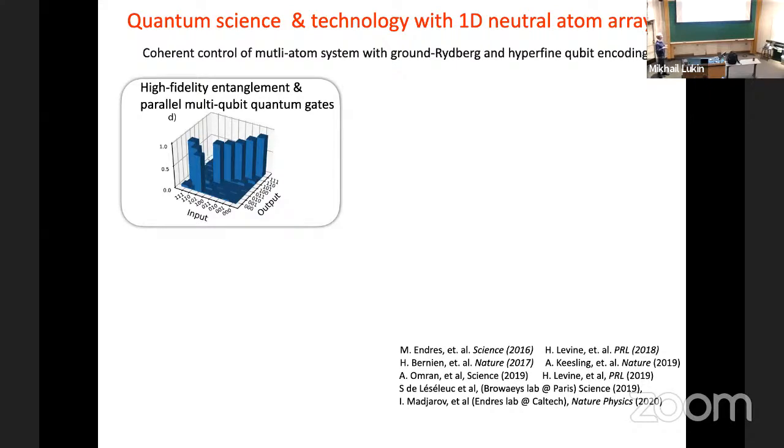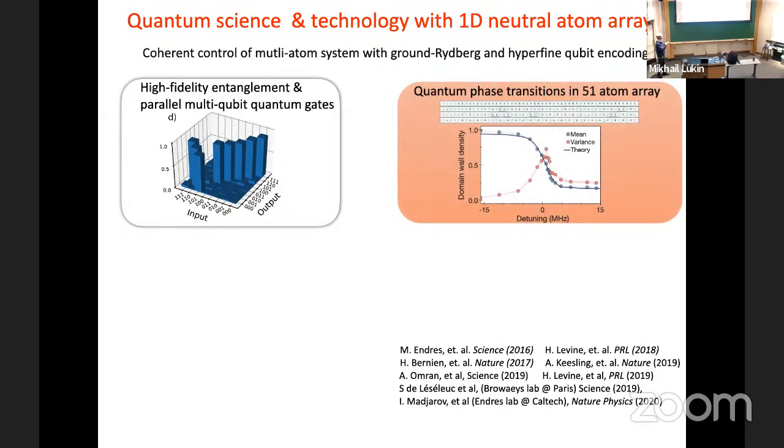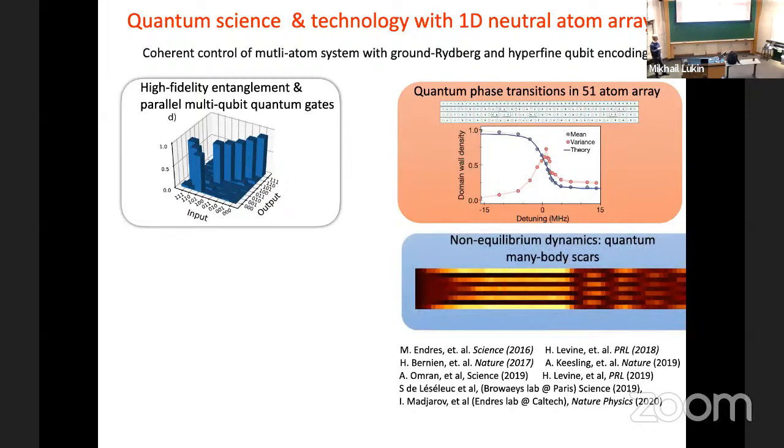We could, for example, use it to make quantum gates. We could also, in a large system in 1D, explore phase transitions, in particular this transition between the so-called disordered state, where all atoms are in the ground state, and the state where some order emerges. We also explored non-equilibrium dynamics by kicking the system across the phase transition and seeing how it evolves. This is connected to something called many-body scars. I might be able to talk a little bit about it at the end of my talk.